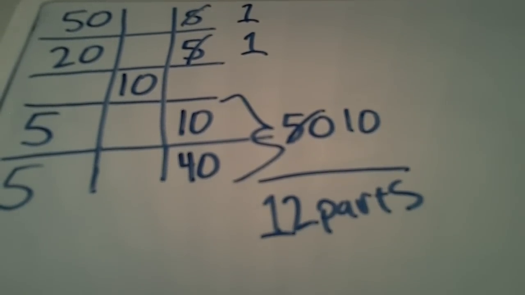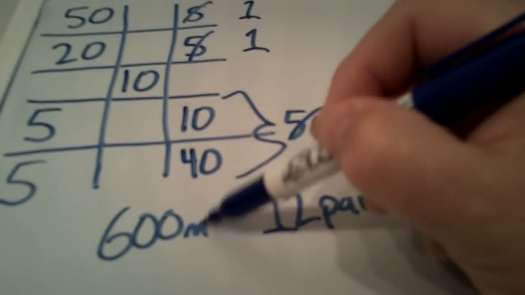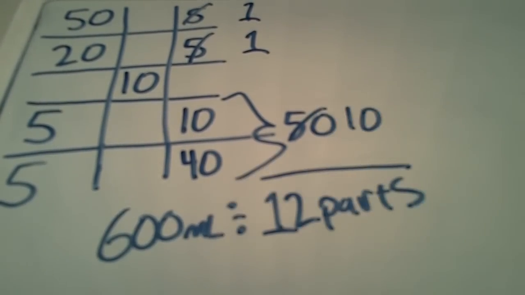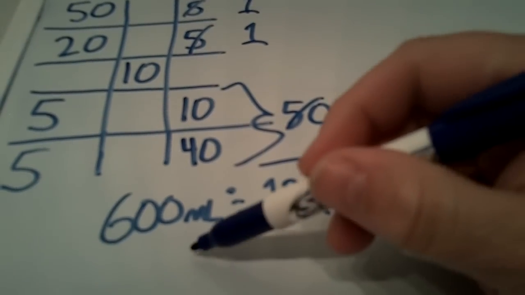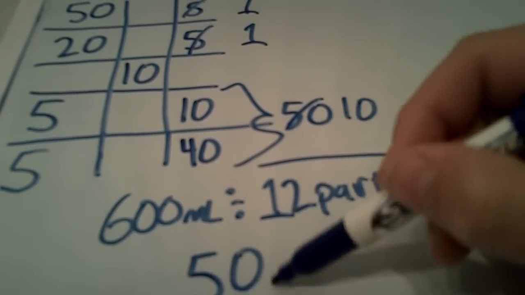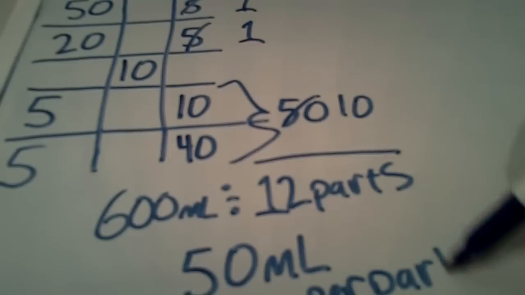And what we need to make in total volume is 600 milliliters. So we're going to divide 600 milliliters by 12, and that'll tell us how much each part is. That would equal 50 milliliters per part.